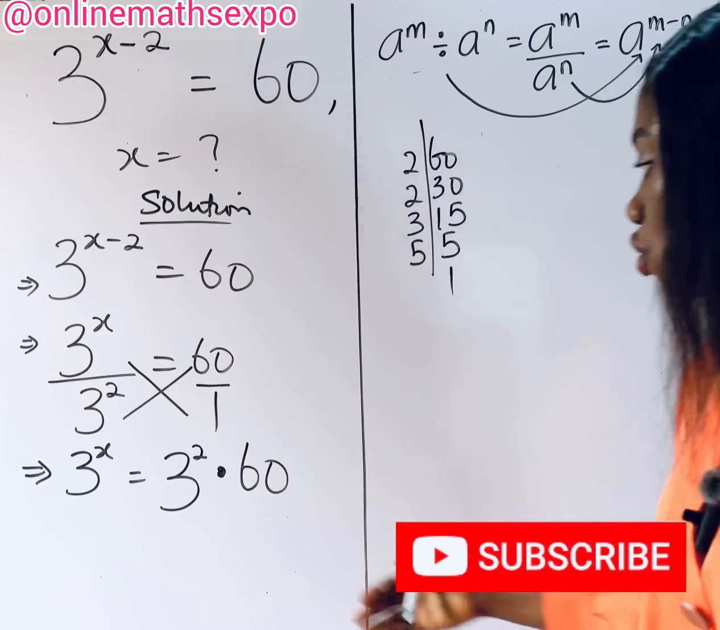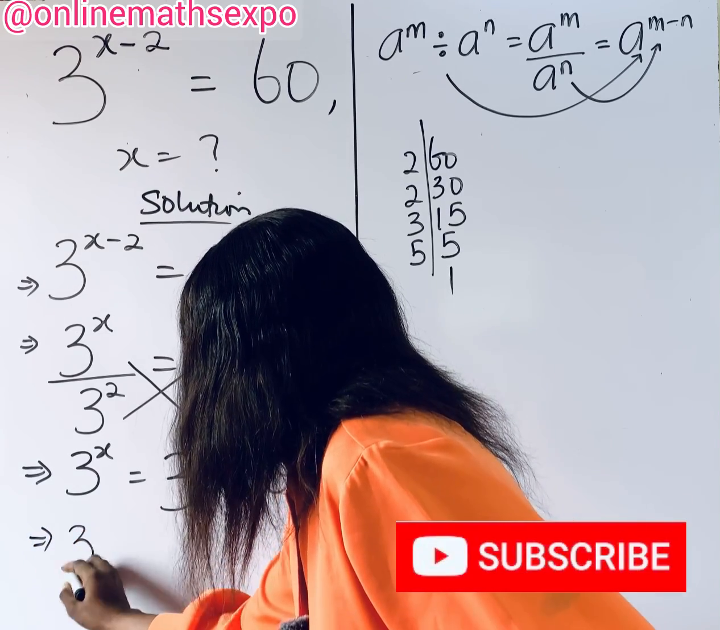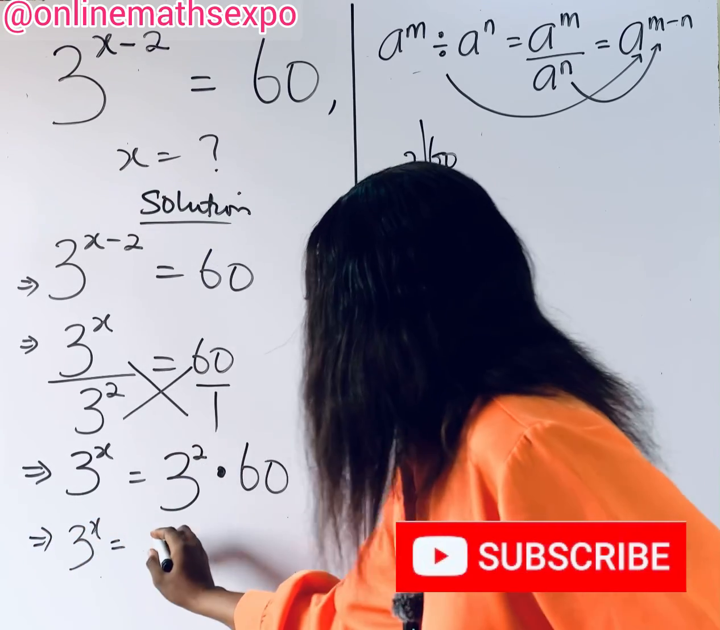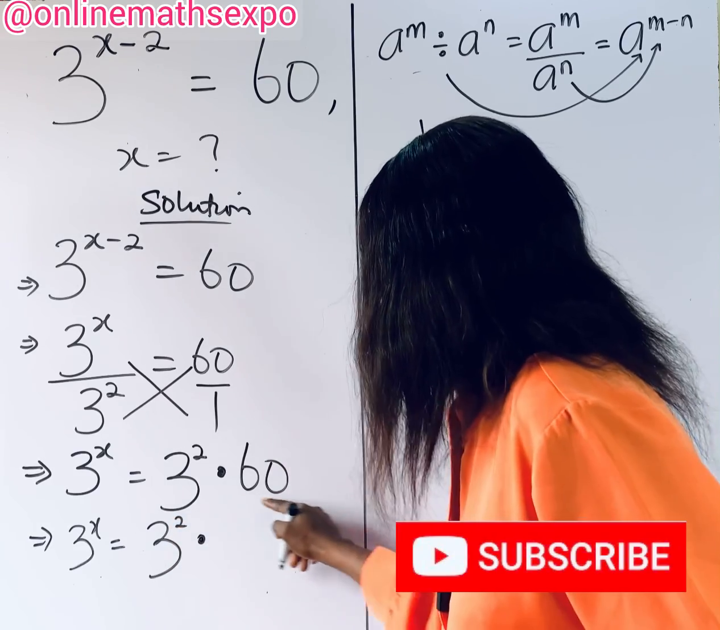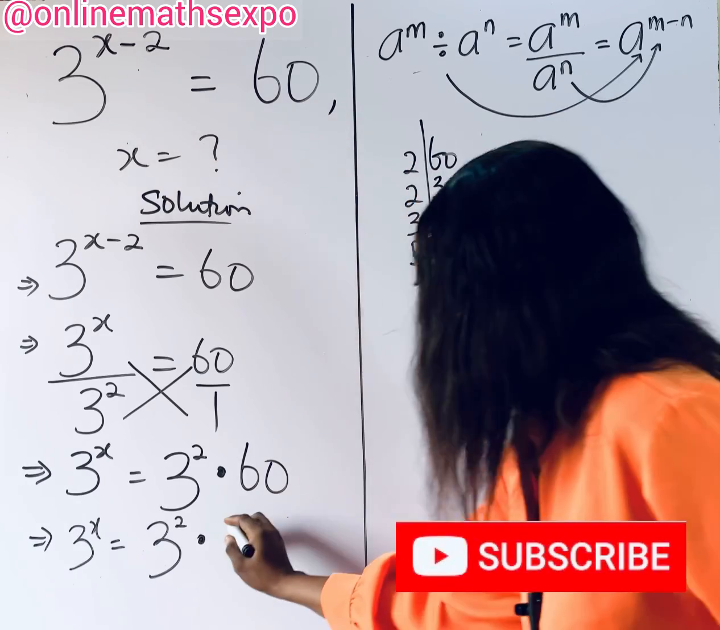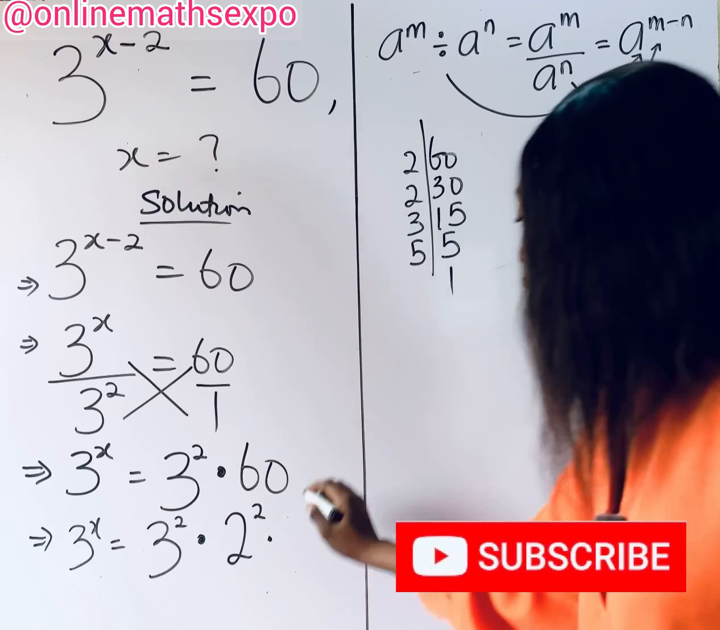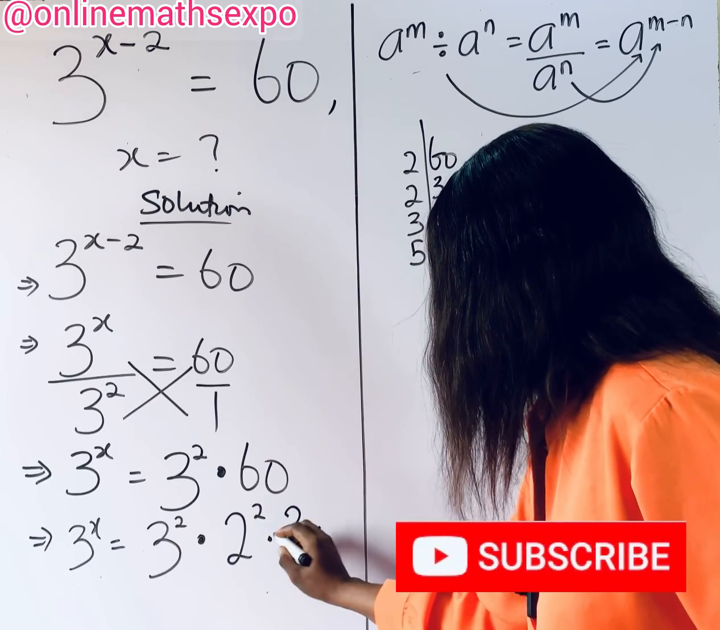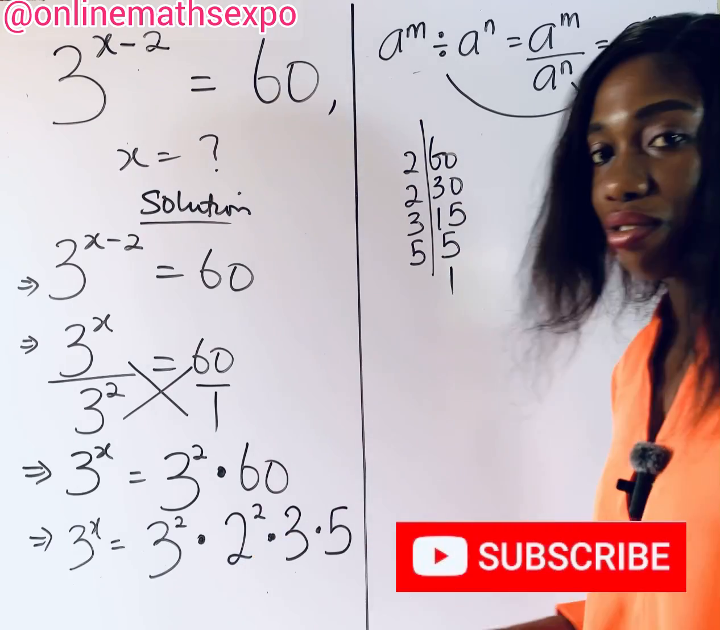Did you see? So if you simplify this again, it means we have 3 to the power of x is equal to 3 to the power of 2 multiplied by 60. You see that 2 appeared 2 times, so we have 2 to the power of 2, then 3, then multiplied by 5. Interesting. Now we simplify again.